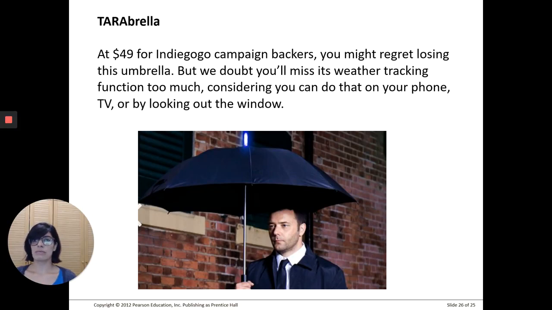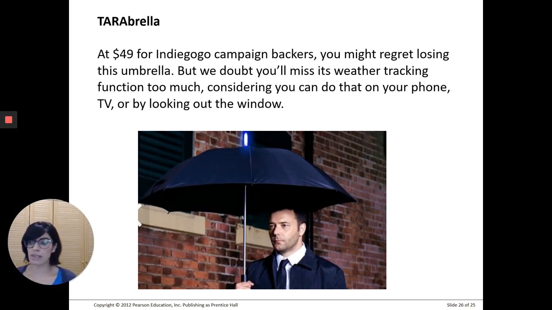But actually, it wasn't adopted by anyone because it was a rubbish idea. Nobody wants to walk around with a light on their umbrella, and absolutely nobody is going to actually care that much that the umbrella has been lost. So this is an example.